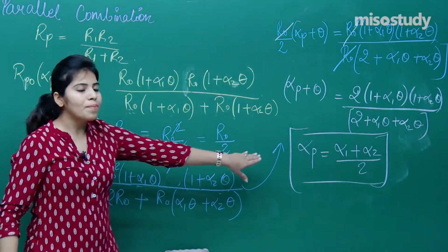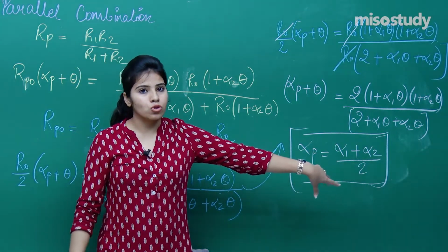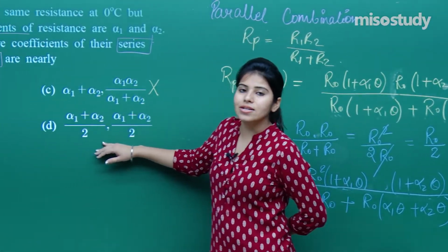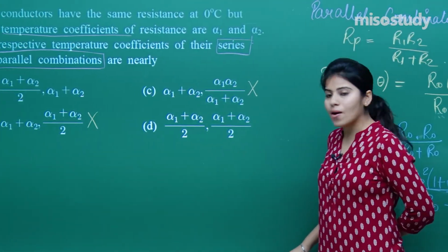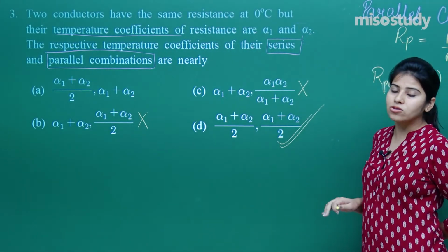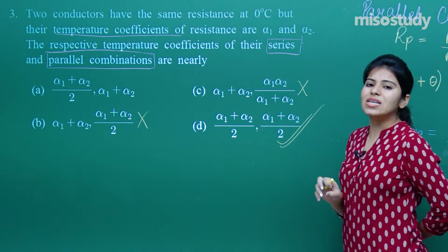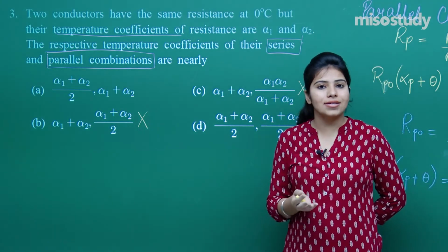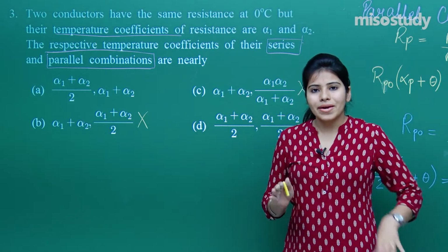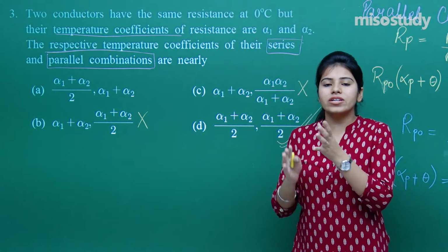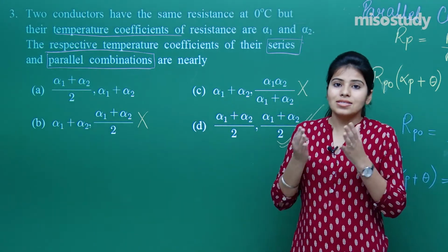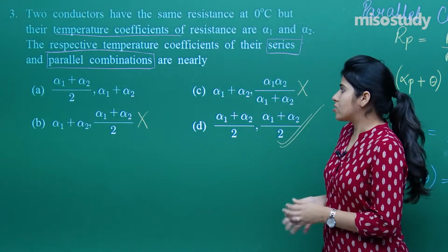Now, alpha p is alpha 1 plus alpha 2 divided by 2. So yeah, I can see that in option D, we have this option before us. So that means definitely this should be the answer of the question. I must not say that this was a difficult question, but this is a cumbersome question. Because unnecessarily we are making it lengthy and lengthy and lengthy. But this has to be the lengthiest question.